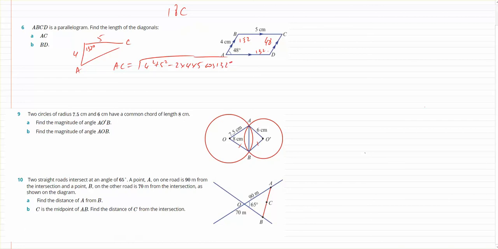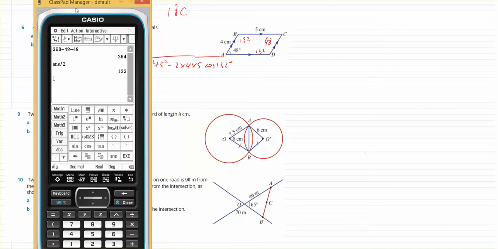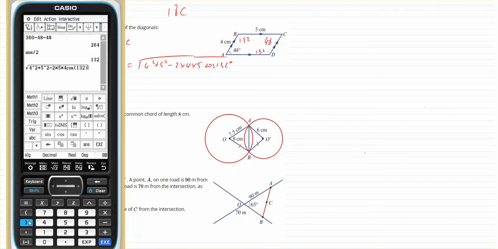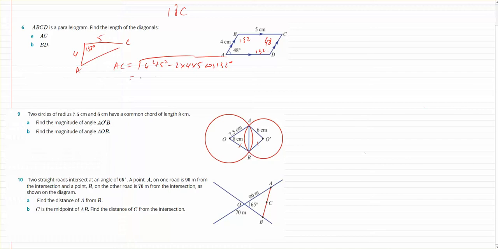I enter that on my calculator. Four squared plus 5 squared minus 2 times 5 times 4 cosine of 132. Close brackets. We get 8.23. 8.23 centimeters.